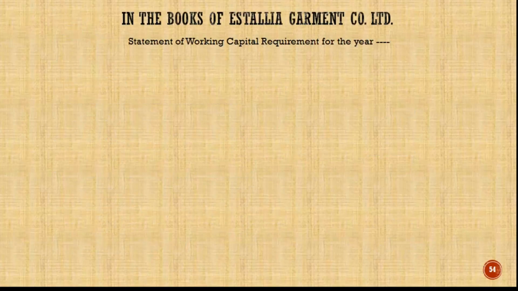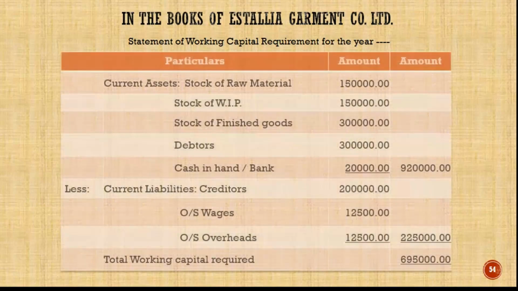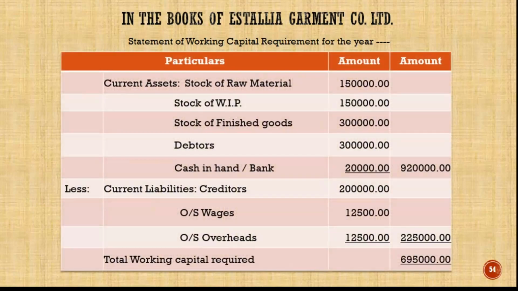So in the books of Estella Garment Company Limited, particular year is not given. We are keeping it blank. And the same format we are following here. Current assets: stock of raw material, stock of work in progress, stock of finished goods, debtors, cash in hand, total carried to outer column, that is 9,20,000.